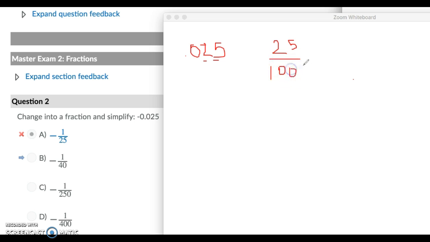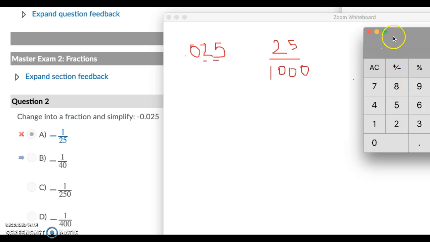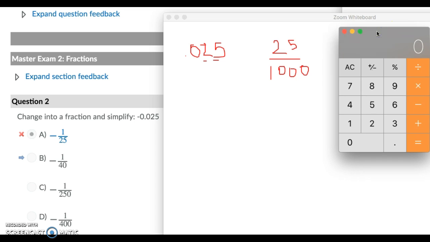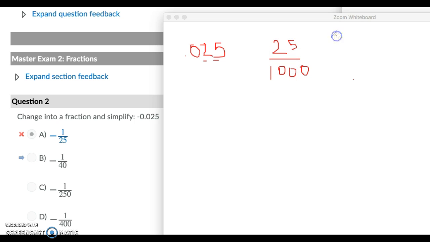And then I know that 1,000 is divisible by 25, so then you can just divide 1,000 divided by 25 and you get 40. So 25 divided by 25 is 1, so it's 1 over 40.